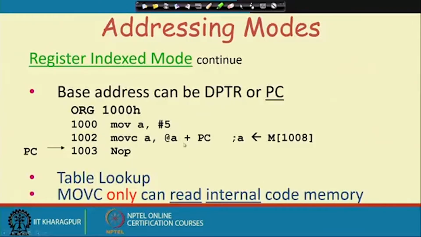So, A plus PC will give the memory location 1008. This is because the instruction is at 1000, and after this instruction has been fetched, the PC value is 1003. With that 1003, this 5 will be added, so it becomes 1008. That way we have the 1008 memory location content available in the A register. This MOVC instruction can read internal code memory, so it can get the value from there.